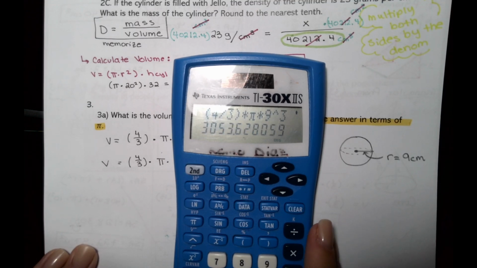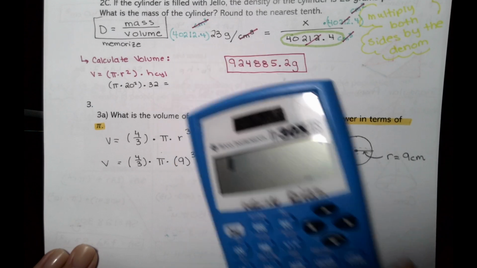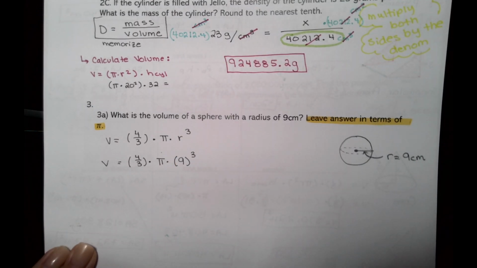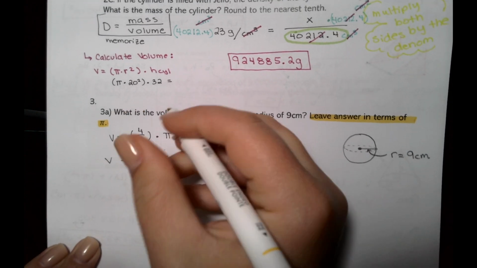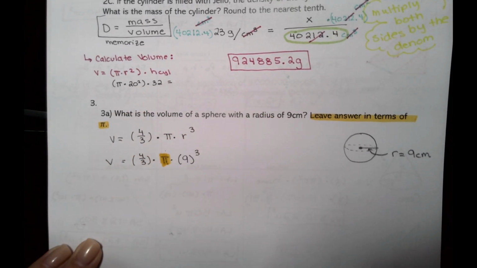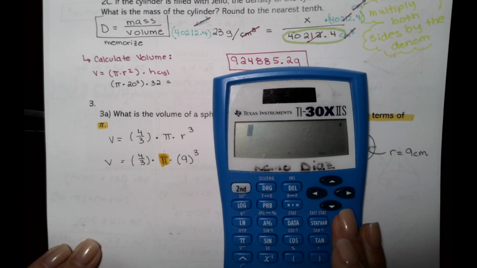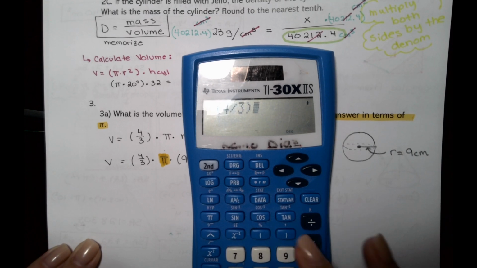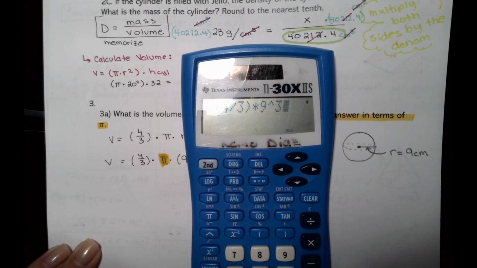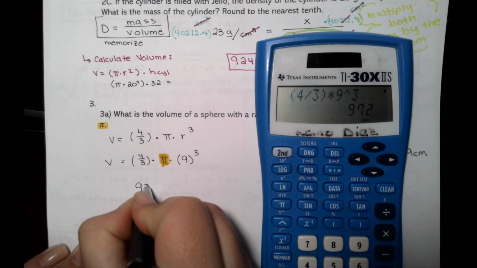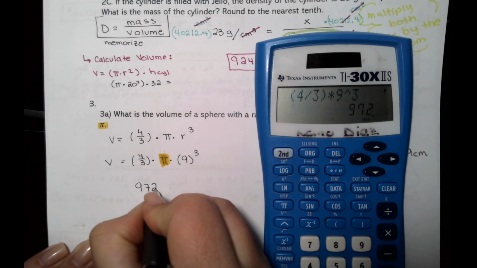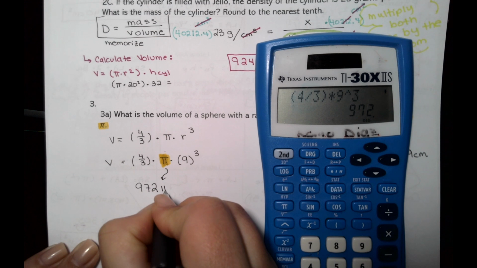And we have, oh, did you guys see how I messed up? I messed up. Let's go ahead and take a step back. I even highlighted it, and it slipped my mind. Leave your answer in terms of pi. That means pi does not get into your calculator. So let's try this again. 4/3 times 9 caret 3. We get 972. Bring the pi. It's in your answer.